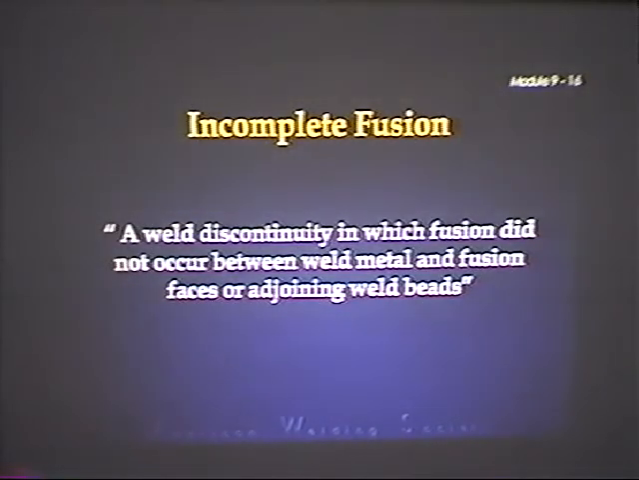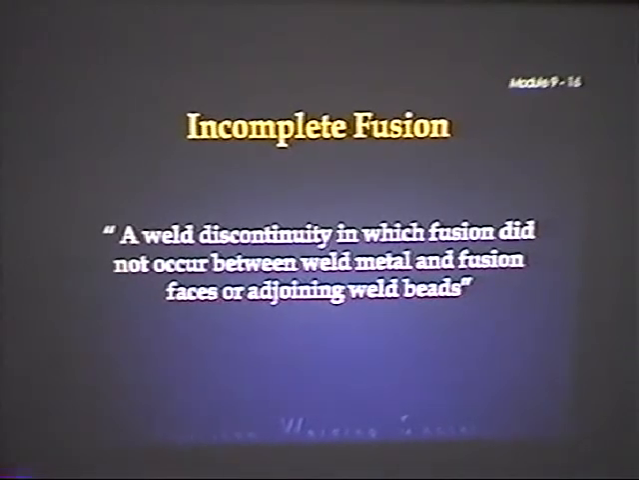Incomplete fusion on page 216 now. A weld discontinuity in which fusion did not occur between weld metal and fusion faces or adjoining weld beads. Remember, I'm always telling you guys, tie into all the surfaces. If you don't, you're going to get incomplete fusion and possibly trapped slag and such. Reading from your text, it says, lack of fusion and incomplete penetration are unacceptable in many industrial piping systems, particularly in systems subjected to high pressure. There is such a thing called a partial joint penetration.